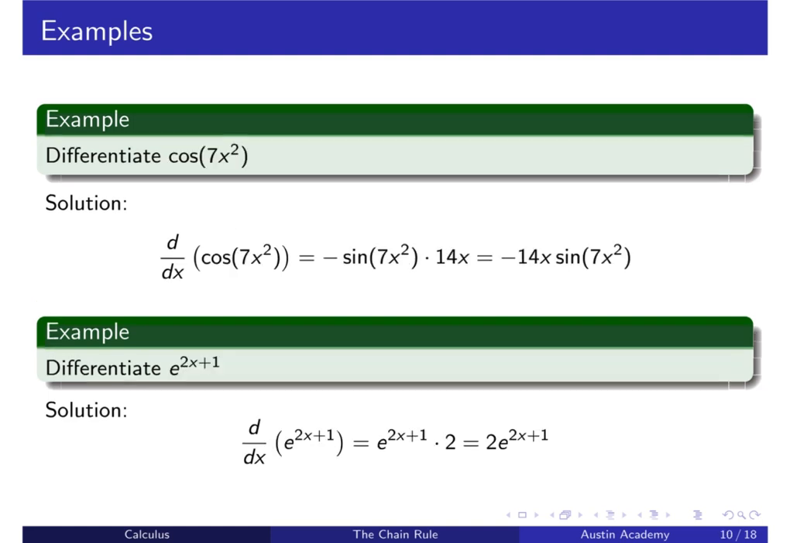Example 3. Differentiate, cosine of 7x squared. Derivative of cosine is negative sine. Multiply by the inner derivative, 14x. Final answer, negative 14x sine of 7x squared.